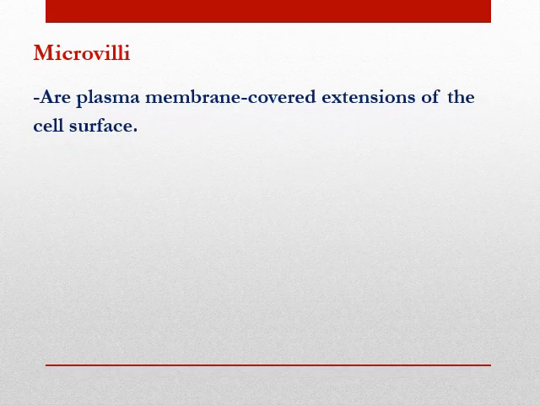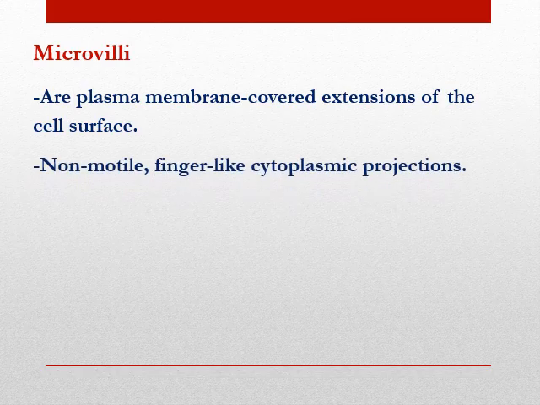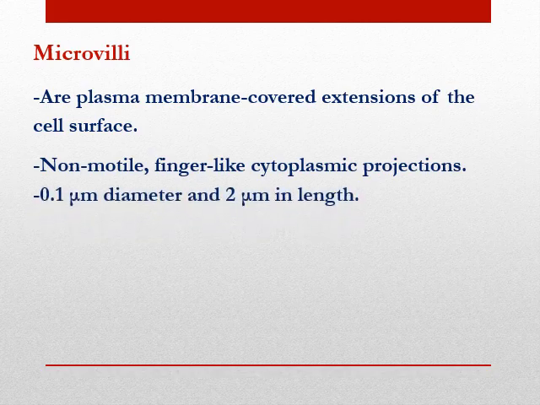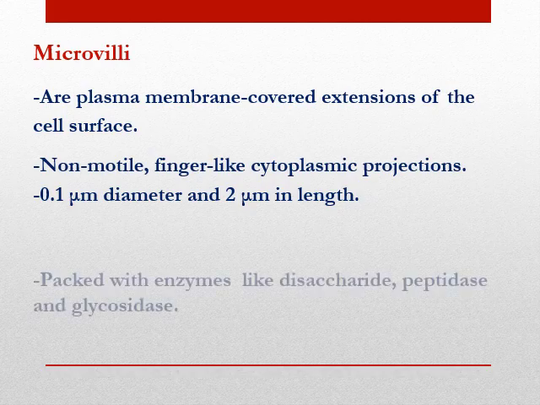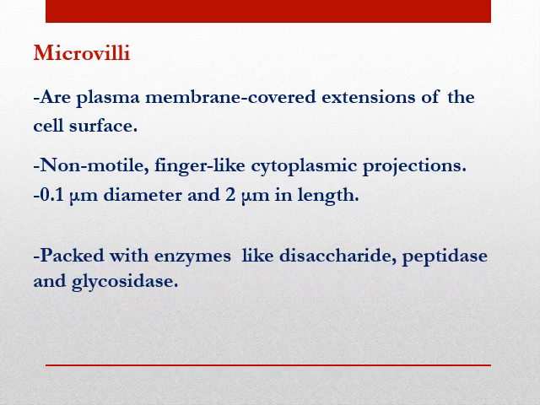The other type of projections that could be found in the apical surface of the cell are microvilli. The microvilli are plasma membrane covered extensions of the cell surface. They are non-motile finger-like cytoplasmic projections. Each microvillus is about 0.1 micrometer in diameter and 2 micrometers in length. The microvilli are packed with enzymes like disaccharidase, peptidase, and glycosidase.